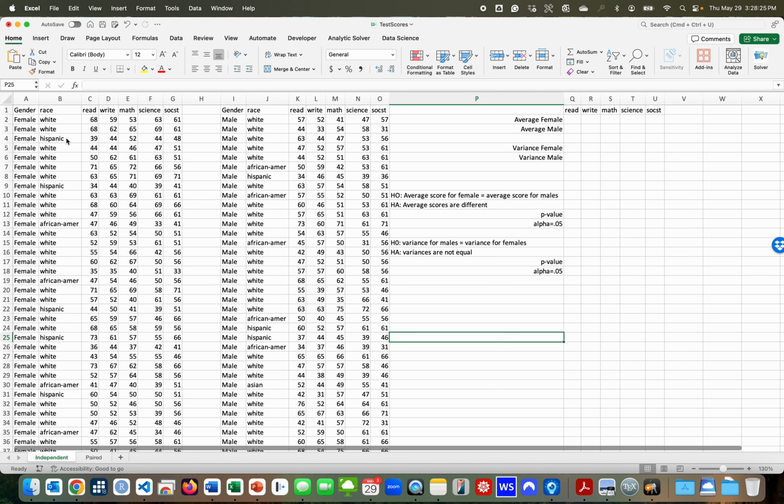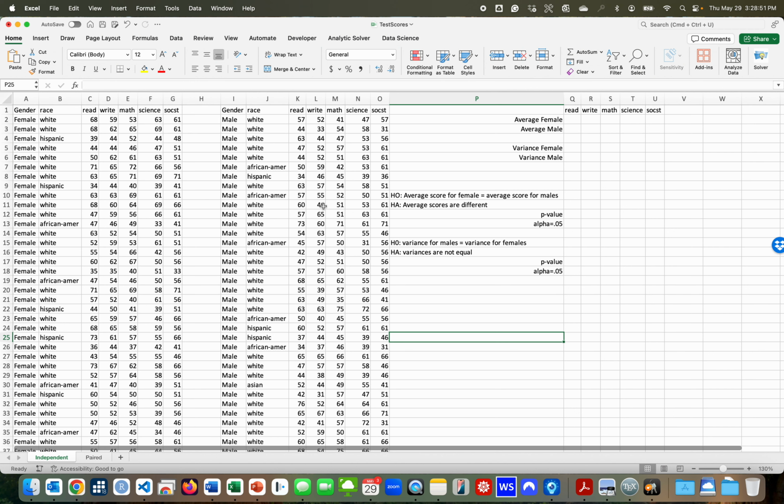We'll walk you through how to estimate the independent and paired sample t-test and also an f-test for variances. So the data that we're working with right here is test score data. Again, this is textbook data, so don't put a whole lot of weight into the actual result. Just focus on the method that we're going to use here.